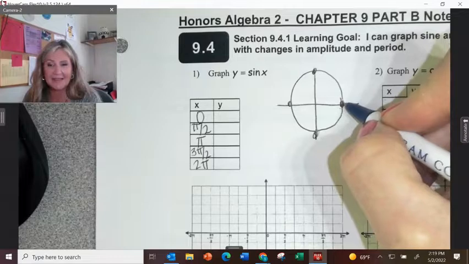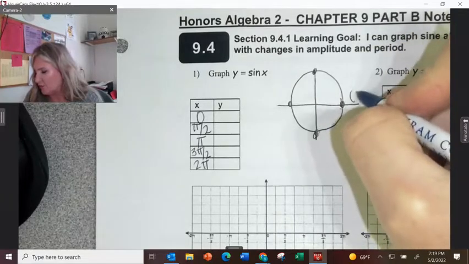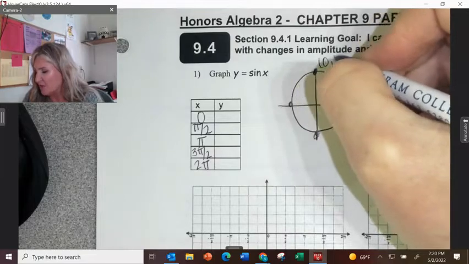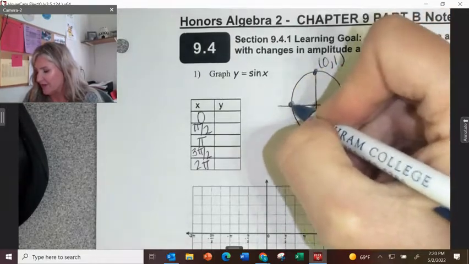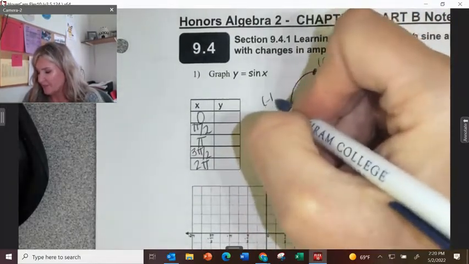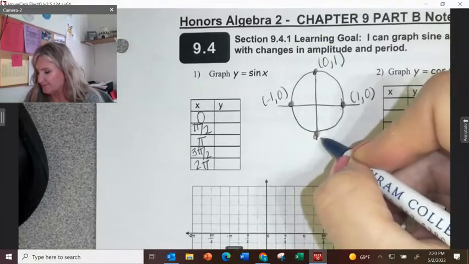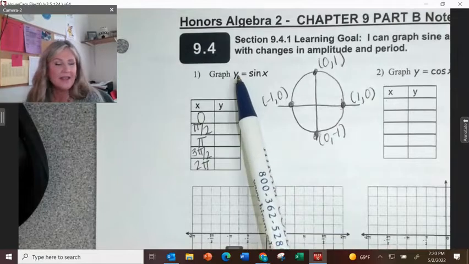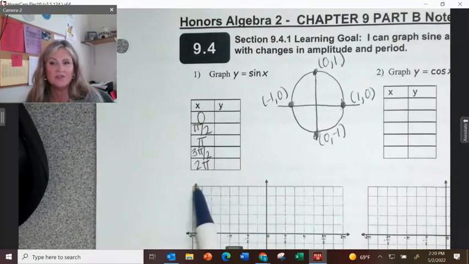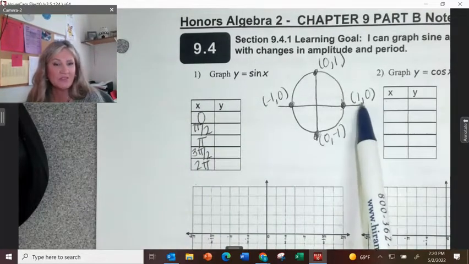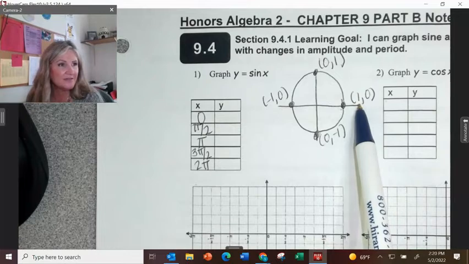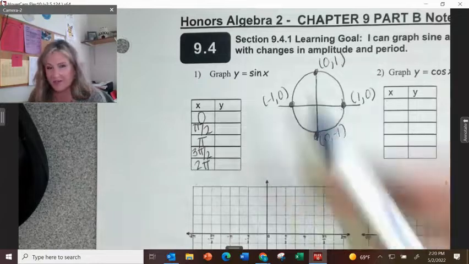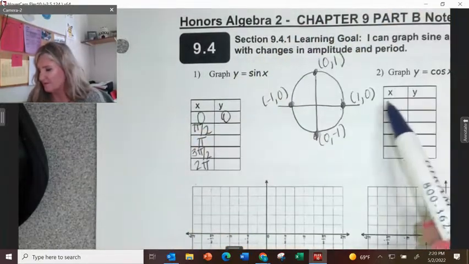Okay, now we're going to think of the points there. Right here at 0, this point is over 1, up and down 0. This point is over 0, up 1. What's this point right here? Good. Okay, so now we're going to find y. Y is the sine at these angles. So at 0 radians, what's the sine going to be? Is it 1 or 0? What's the sine of 0? 0. Right.